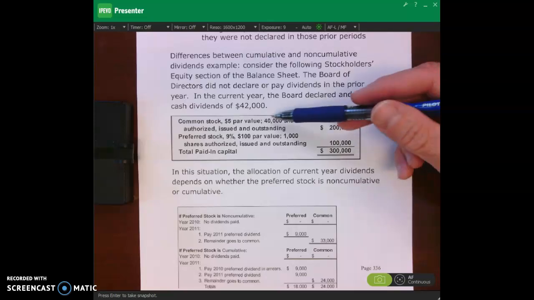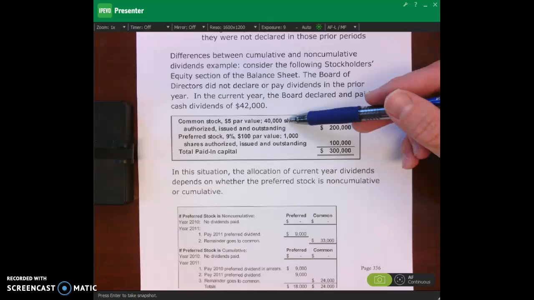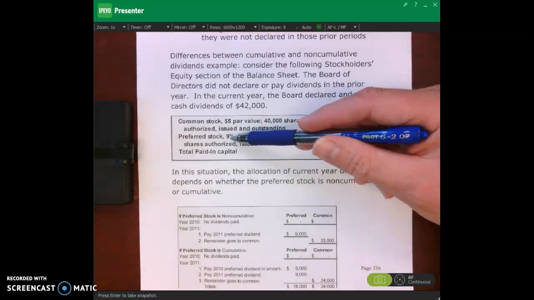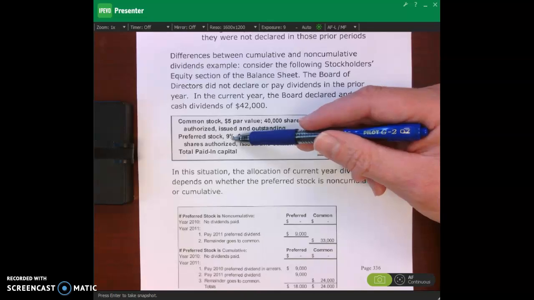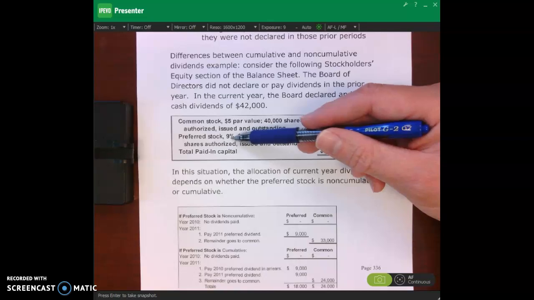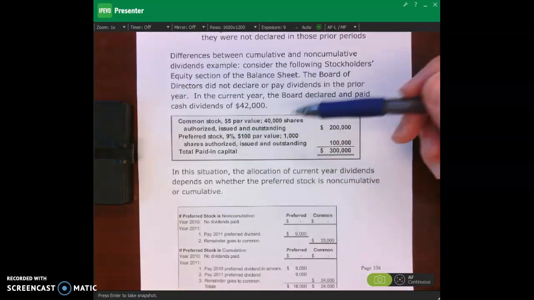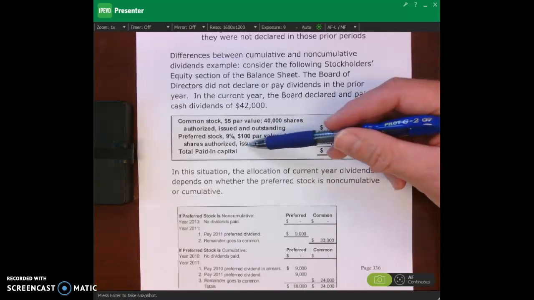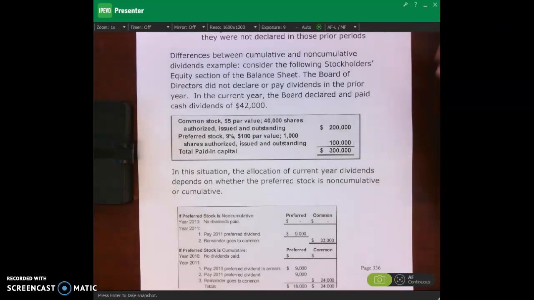We have common stock, $5 par value, 40,000 shares authorized, issued, and outstanding. Then we have our preferred stock. Now see this 9% right over here? Remember how I talked about the preferred stock often has a stated rate? This is the stated rate. This is our dividend rate. Okay? 9%, $100 par value, 1,000 shares authorized, issued, and outstanding. So total paid in capital.